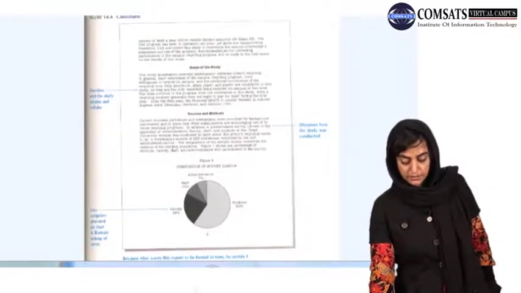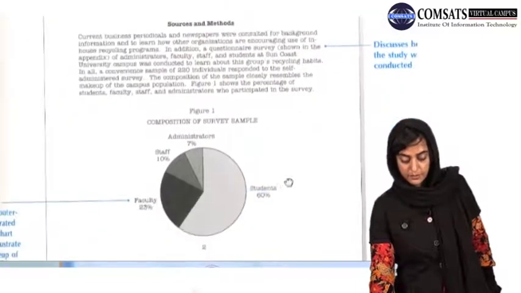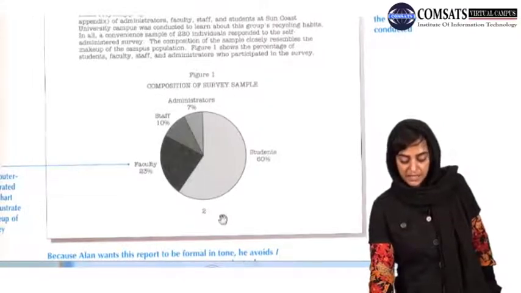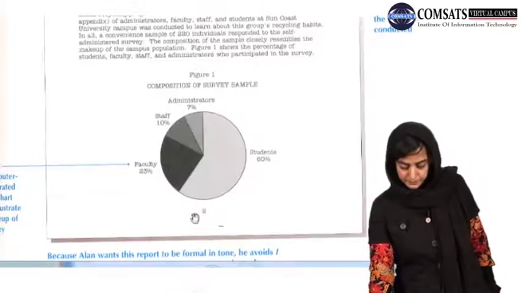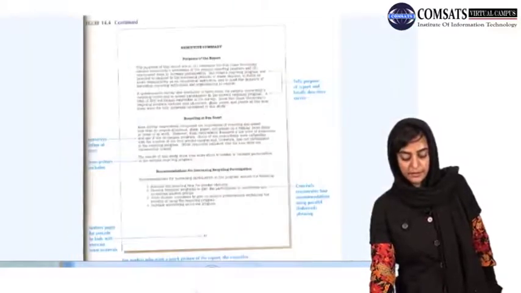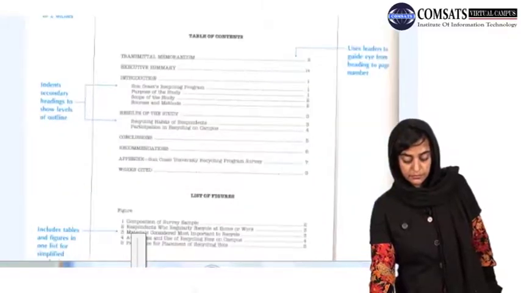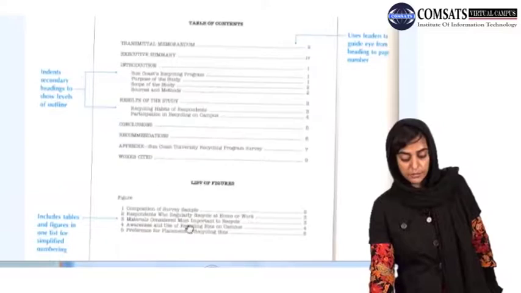Yes, dear students, here this is figure 1 as you can see on the slide, and the title given to this figure is composition of survey sample and the page number is 2 as mentioned in the table of figures. Correctly mentioned in the table. Let me move back to the list of figures. This is list of figures, not the table of figures, by the way.